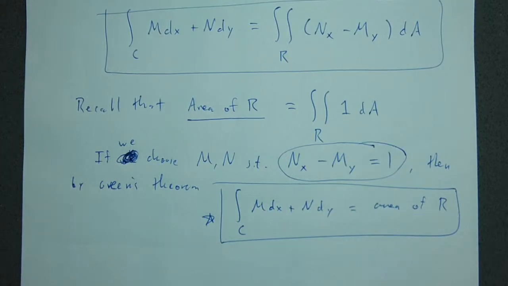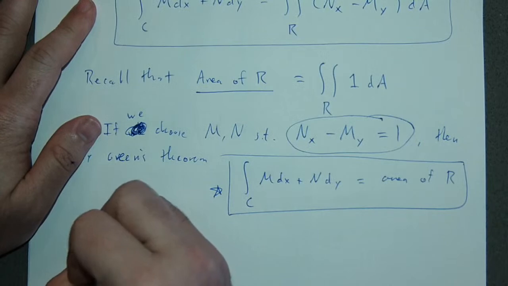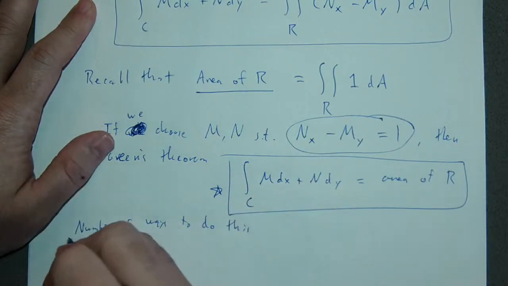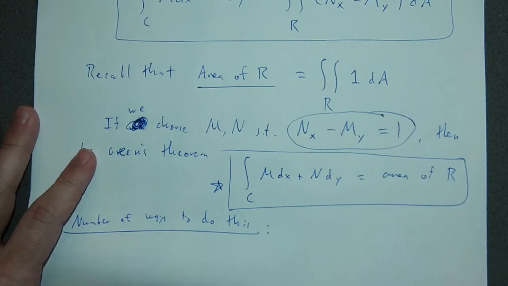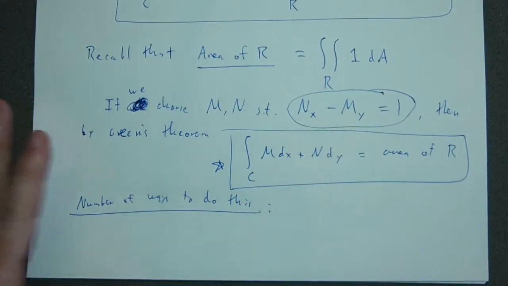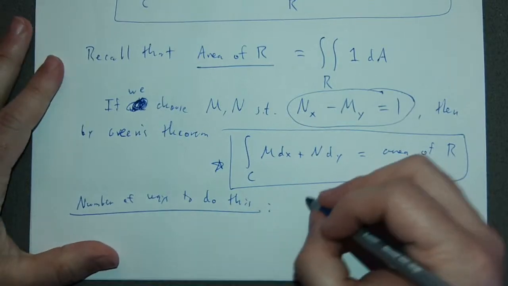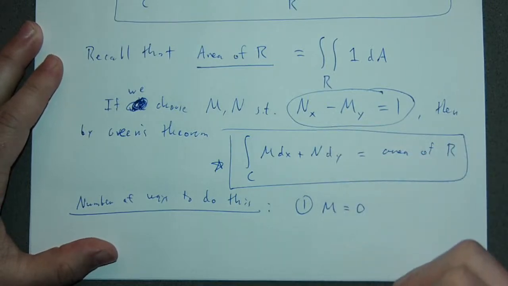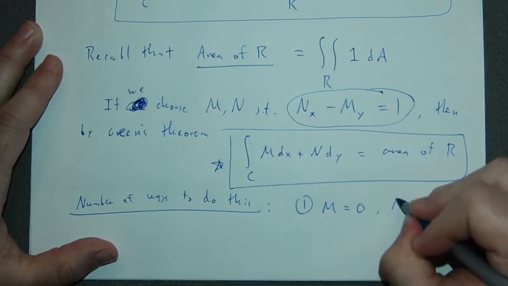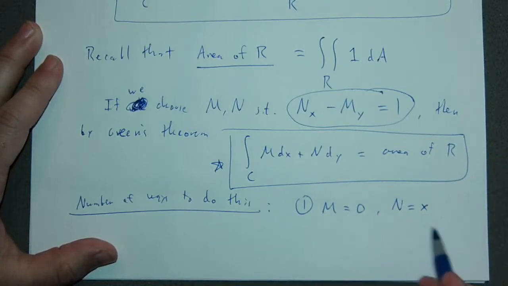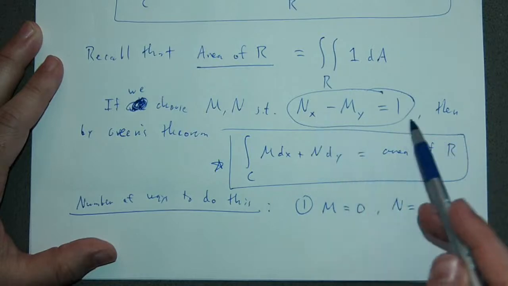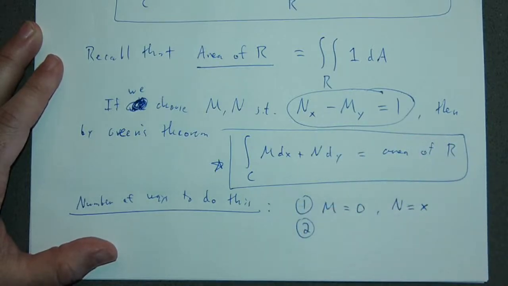So to see an example of this, there's of course a number of ways to do this. In fact, I'll list out some of them here. What are some ways to pick M and N such that this is true? You could do the really easy thing. What if I pick M equal to 0 and N equal to x? Will that do it? Well, the x partial of N is 1, minus the y partial of M, which is 0. So this is 1 minus 0, which is 1. So yeah, that works.